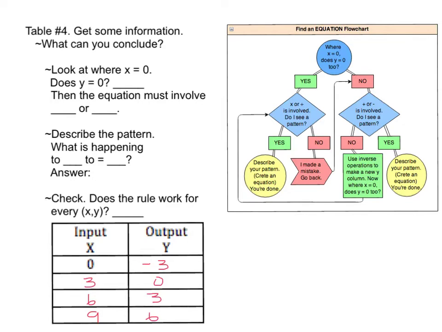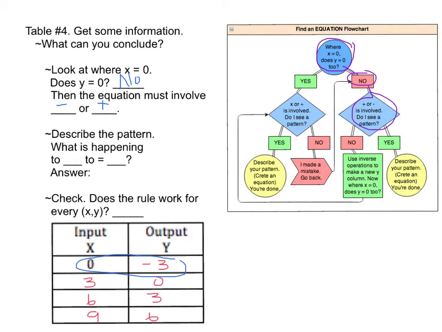So we're going to use this chart to try to find an equation. Okay, so for this fourth table, we're going to look at the table and see what we can conclude. So we're going to start at the top of our flow chart. Where x equals 0, does y equal 0? So I look here, where x equals 0, y equals -3. So the answer is no, which means it doesn't involve just multiplication and division. We've got subtraction or addition going on. So since my answer is no, I come down here and I say, okay, now, do I see a pattern?